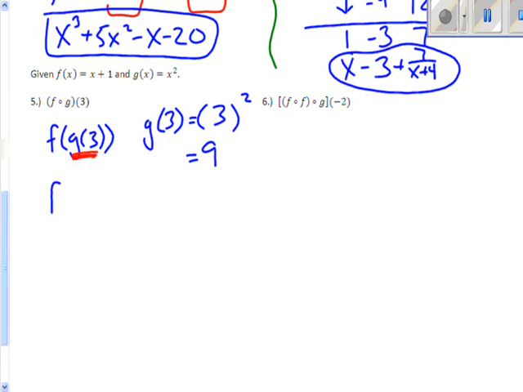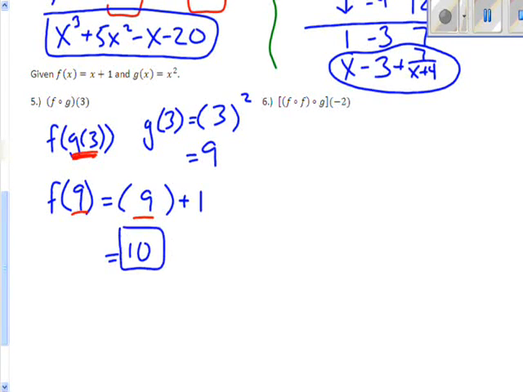If g of 3 equals 9, then that means what I really have is f of 9. Well, f of x was x plus 1. But instead of x right here, I'm going to plug in whatever's in the parentheses. I'm going to plug in the 9. So now I've got 9 plus 1, which is 10. And that's it. That's my answer.